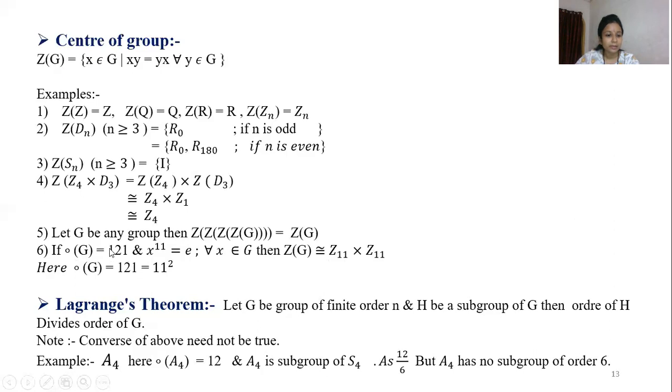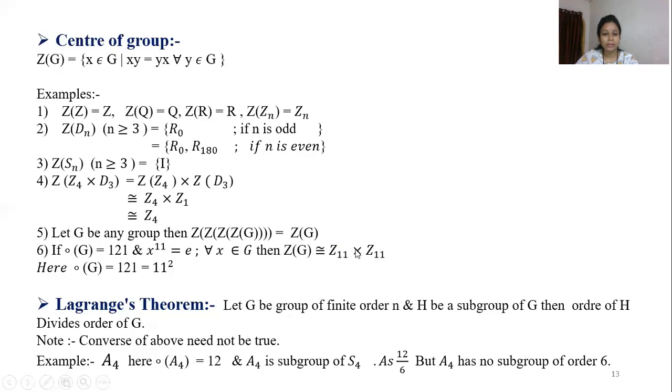If it is cyclic, it has an element of order 121, but the given condition is that x raised to 11 is the identity for all x. Therefore, with this condition, G must not be isomorphic to Z121. So we are left with only one possibility: G must be isomorphic to Z11 cross Z11.